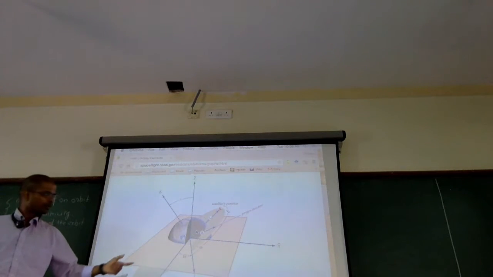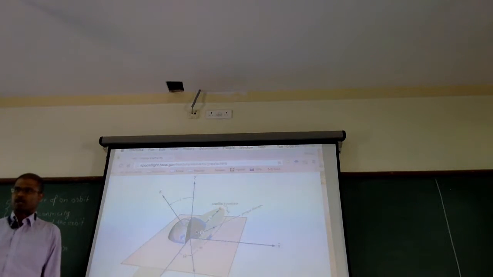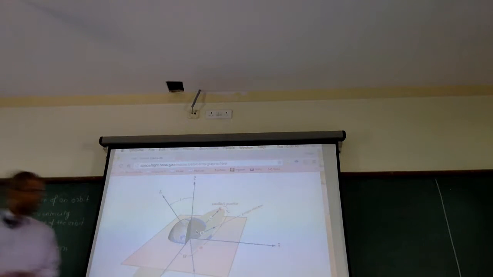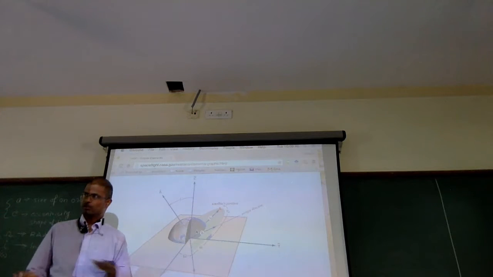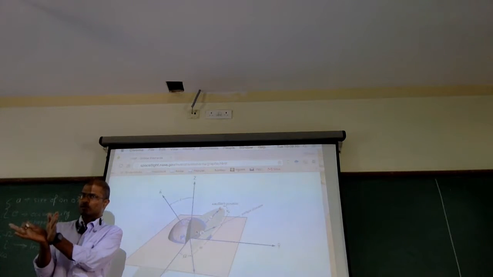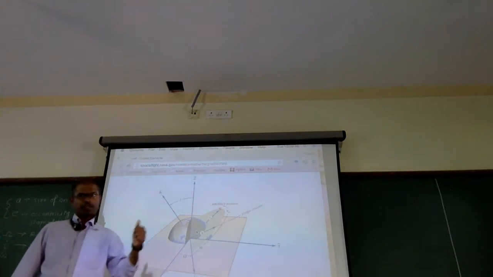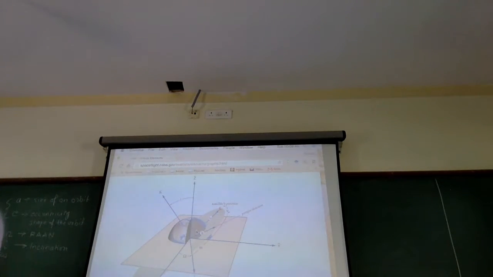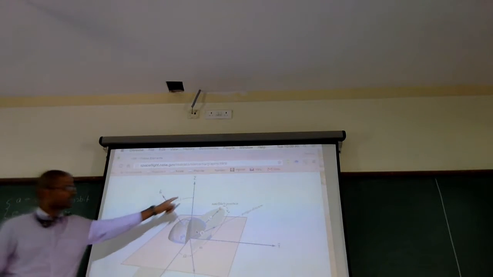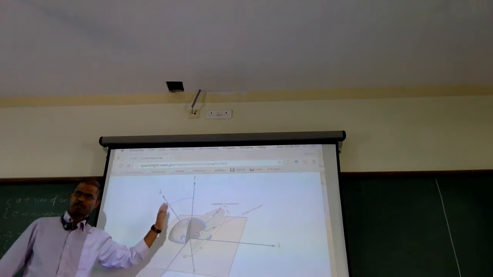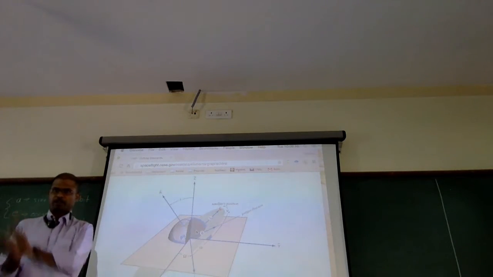H is r cross v. If you cross two vectors, the third vector has to be perpendicular to both the vectors. So you see, r and v always have to be in that ecliptic plane, and this vector is always perpendicular. H defines the ecliptic plane. The angle made between these two planes, which is defined by these two perpendiculars, is the inclination, the orbit inclination.